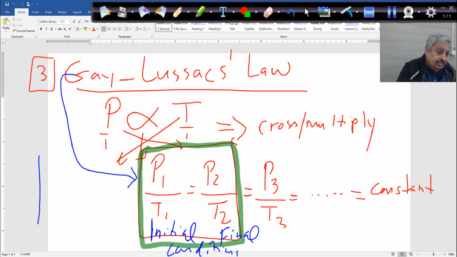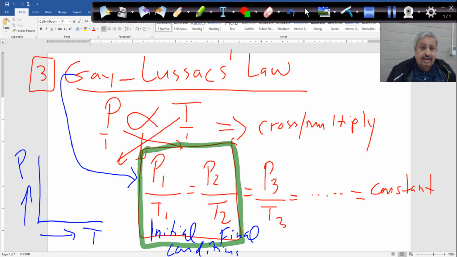The graph is, if I have the pressure here, I have the temperature here. The graph will be looking at it's directly proportional, correct? So it has to be what? Linear. Correct? It's linear. So that's again another one: Charles' law and Gay-Lussac's law. Both of them yield a linear relationship.